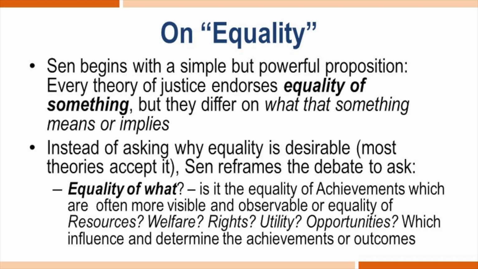And then if we look at the core of these things, we will always find that achievements or outcomes can differ greatly because we differ in opportunity, in rights, in well-being, in access to resources, and so on and so forth. Therefore, should we concentrate only on achievements and outcomes, or should we also look at the other issues which determine or influence the achievements or outcome?